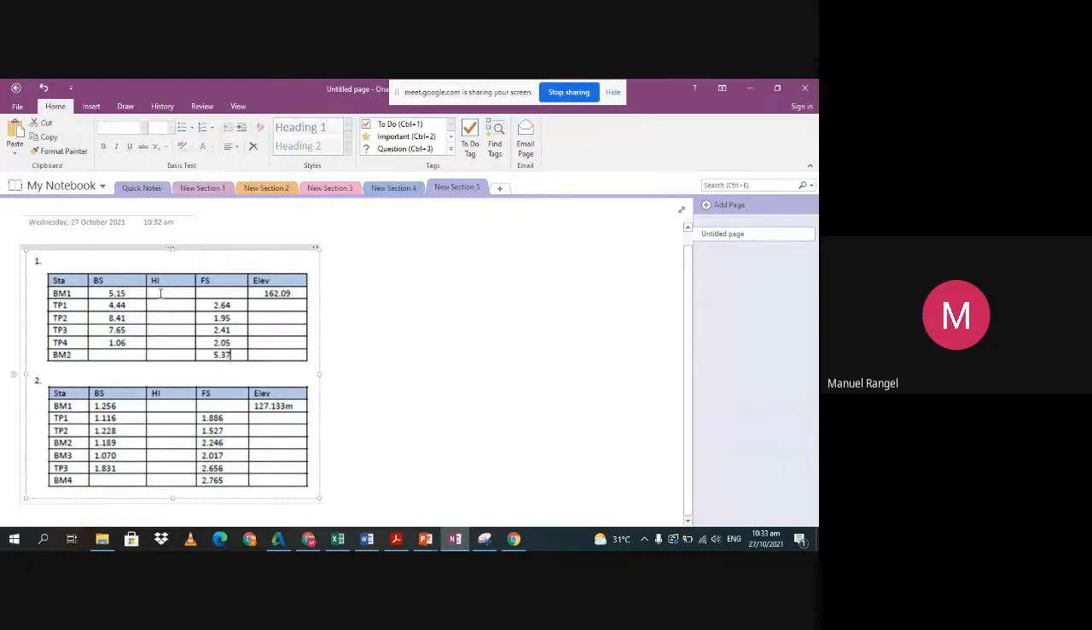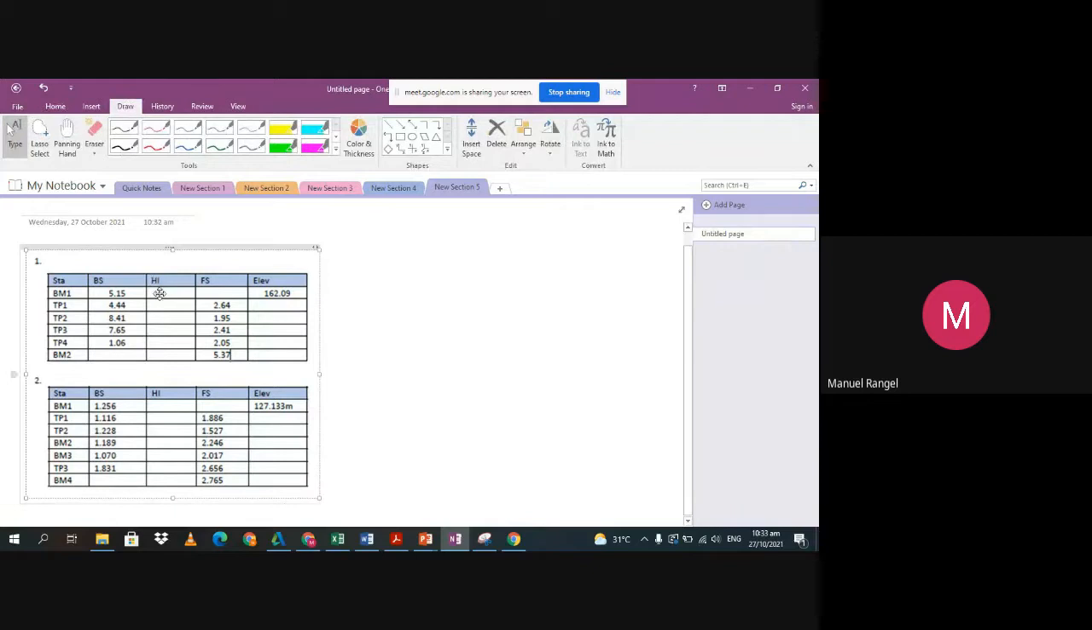the value of HI is... Hindi tayo mag-sulat. 162.09 plus 5.15, that is 167.24 meters.